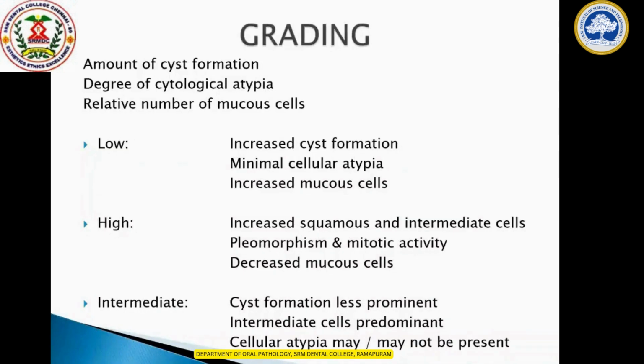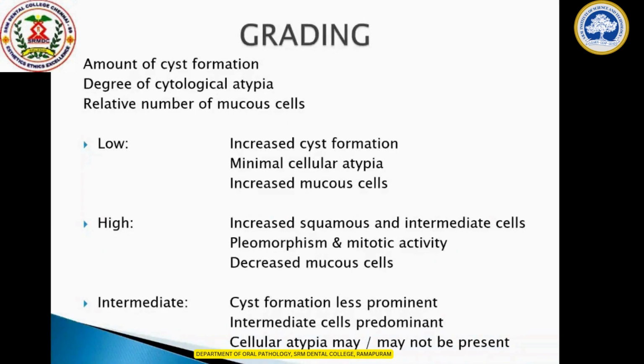So the intermediate cells will be more in amount, and cytological atypia might be there to some extent. The cells involved will be the intermediate and epidermoid cells, which will show the cytological atypia, not the mucous cells. If cytological atypia is seen, it will show features like prominent nucleoli, a few mitoses, and cellular pleomorphism can be appreciated.